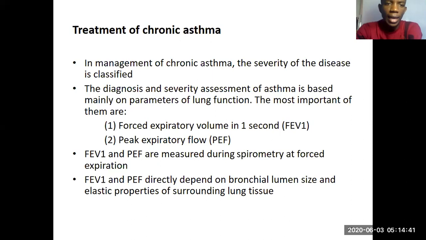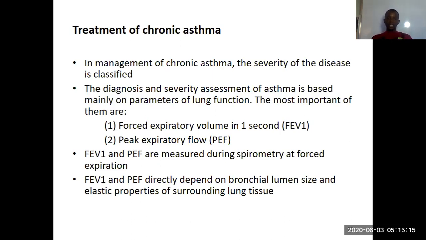What about chronic asthma? How do we manage chronic asthma? In the management of chronic asthma, the severity of the disease is classified. The diagnosis and severity assessment of asthma is based mainly on the parameters of lung function, and the most important of them are the forced expiratory volume in 1 second, as well as the peak expiratory flow.